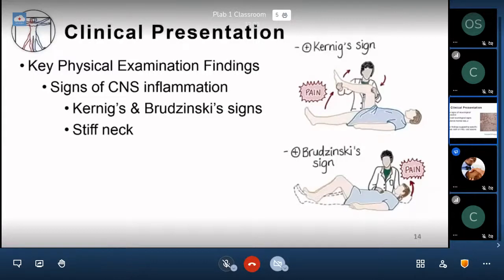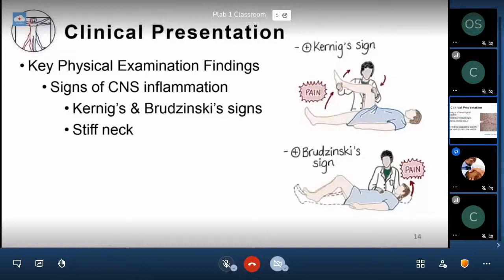But when you do the physical exam on a patient with meningitis, there's some specific signs that you're looking for. First, you will see if there is inflammation of the meninges. This is done by stretching the meninges during the physical exam maneuvers, as shown in the cartoons. You can see that when you have the patient on their back and they extend their knee, they will have pain in their back. In addition, if you have the patient on their back and you flex their neck, they will involuntarily move their knees due to the pain.